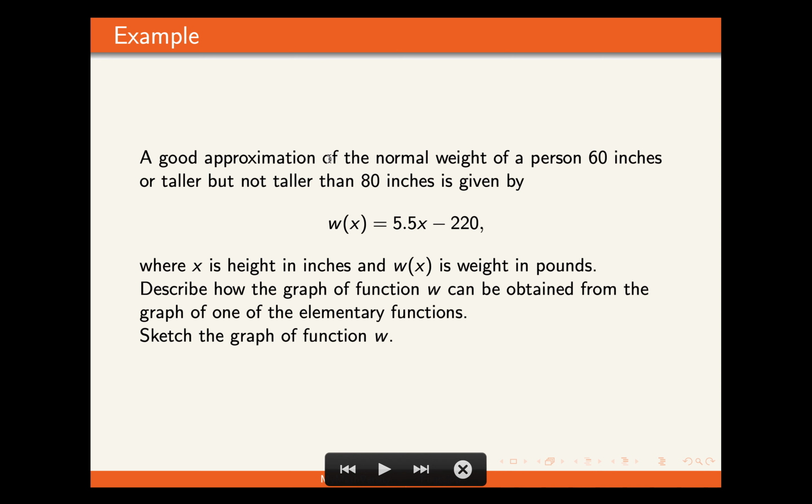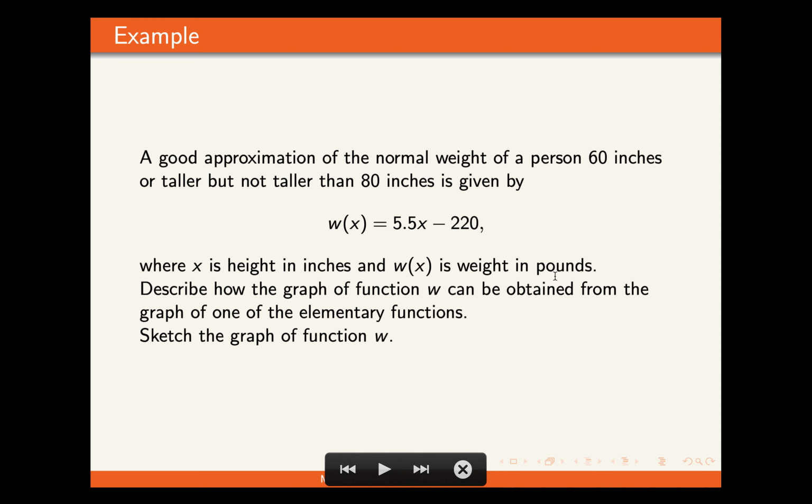A good approximation of the normal weight of a person 60 inches or taller but not taller than 80 inches is given by W of x is equal to 5.5x minus 220. So we have a relationship between the height of the person and the weight of the person, right? Here x is the height in inches, and W of x is the weight in terms of the height, in pounds.